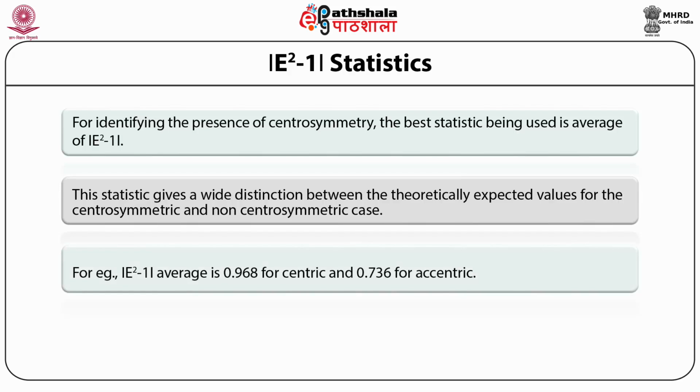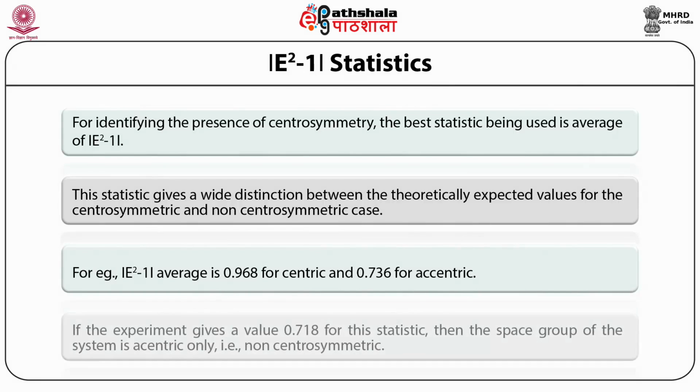For example, if mod E square minus 1 average is 0.968 for centric and 0.736 for acentric, according to the theory, if the experimental value is 0.718 for this statistic, that clearly tells that it belongs to a non-centrosymmetric case, that is, the system is acentric.